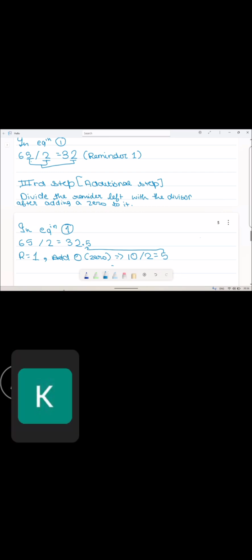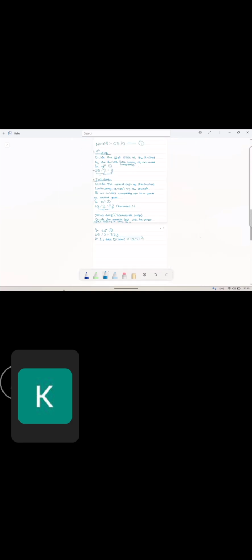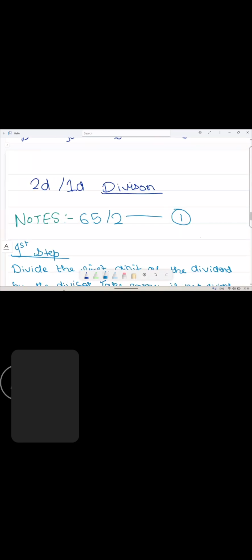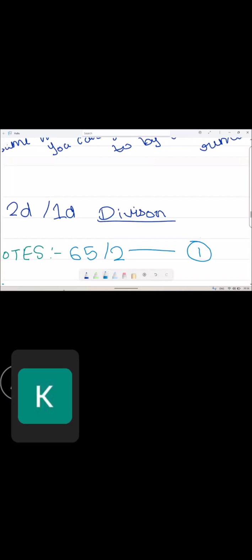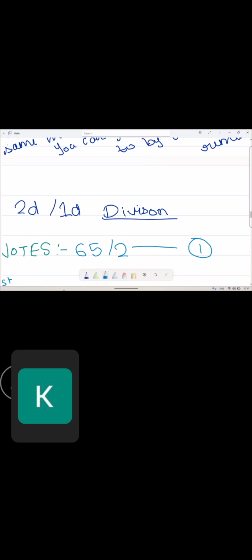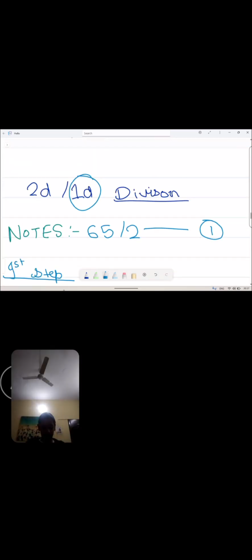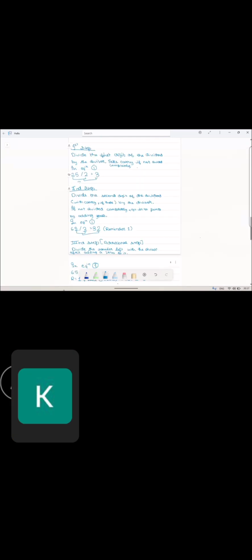Okay, so this was all about your 2 digit divided by 1 digit. Wait a minute? I was writing. Yeah, just a minute, I'll show it to you. This was all about 2 digit divided by 1 digit. This same method is used in 3 digit, 4 digit, 5 digit, 6 digit, any digit when you are dividing it by 1 digit. Okay, when you divide by 2 digit now, then the method becomes a little bit different.